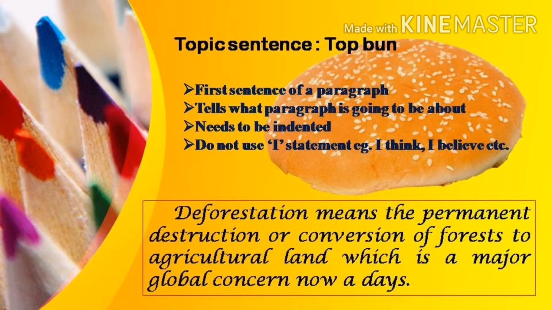In the example of the topic sentence, we have seen that deforestation has started with 3 to 4 spaces in the line. And in the topic sentence, we should not use I statement. That is, we cannot use I think, I believe, etc. Deforestation means the permanent destruction or conversion of a forest to agricultural land, which is a major global concern nowadays. This is a good example of a topic sentence.